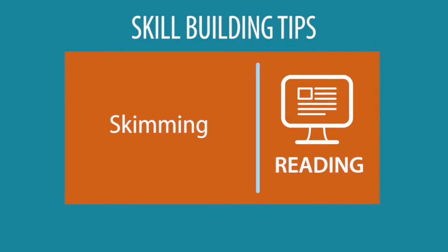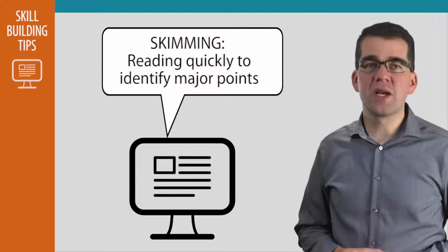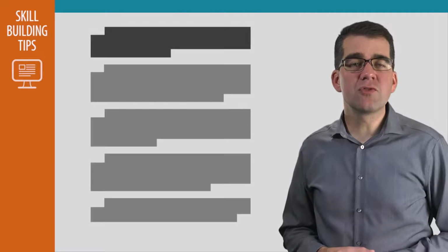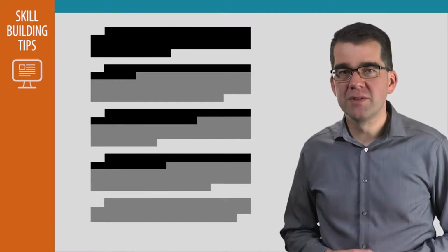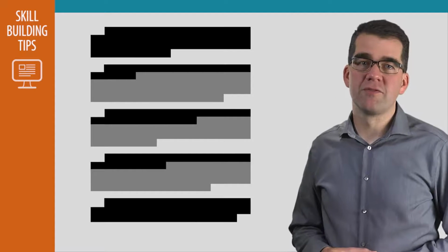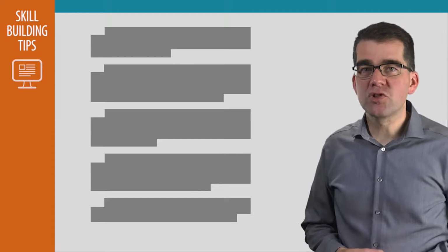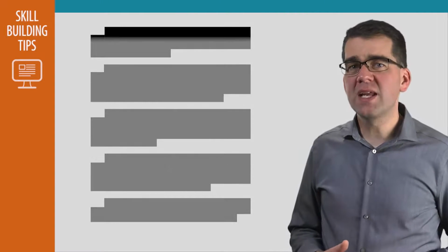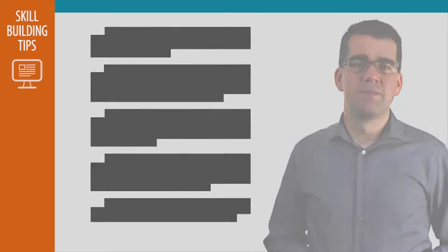One way to build your reading skills is by practicing skimming, which is reading quickly to identify major points. One way to skim is to read the introductory paragraph, then the first sentence of each of the middle paragraphs, and then read the concluding paragraph. When you're practicing, try reading a passage twice. The first time skimming to get the main ideas, then read it again more carefully to see if you really did get those main ideas.